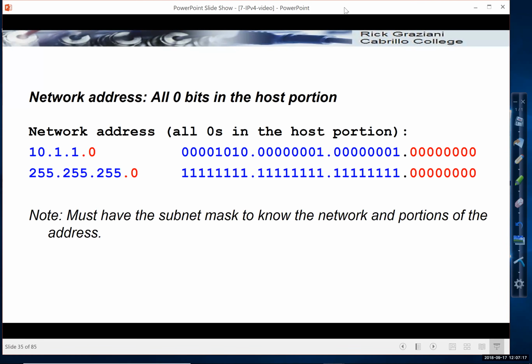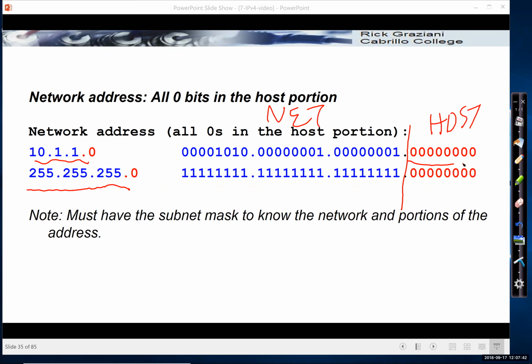Let's take a look here in binary. Looking at it in binary, you can see we have a network address 10.1.1.0, subnet mask 255.255.255.0. And remember that the subnet mask is what divides the network portion from the host portion. The network address will always have all zeros in the host portion, all 0 bits. That's an address that can't be used by any device in the network.